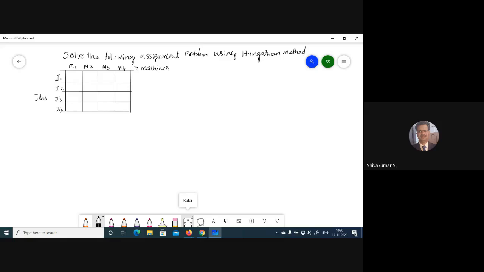So here, the cost involved when you assign job 1 to M1 is 5 monetary units, can be rupees or anything. 5, 7, 11, 6. 8, 5, 9, 6. 4, 7, 10, 7. 10, 4, 8, 3. This was already solved in fact.